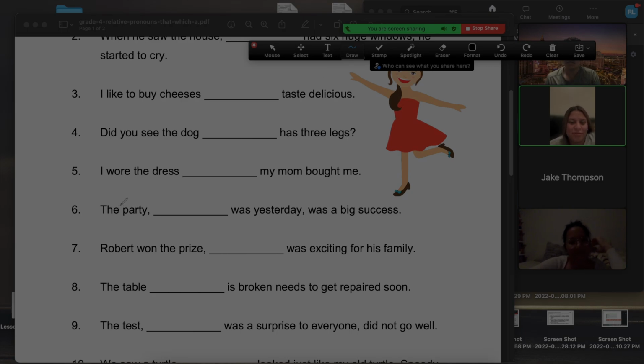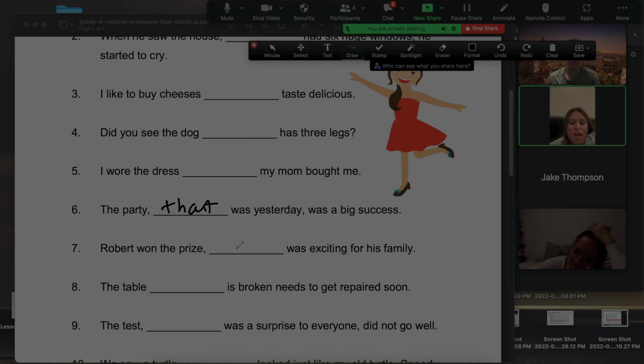Let's go to number 6. Valerie, the party blank was yesterday was a big success. So the party that was yesterday, which was yesterday? That was yesterday. Okay. Nancy Pants. Robert won the prize. Blank was exciting for his family. Which was exciting? That was exciting. That. Interesting. Okay. Valerie, the table blank is broken. Needs to get repaired soon.